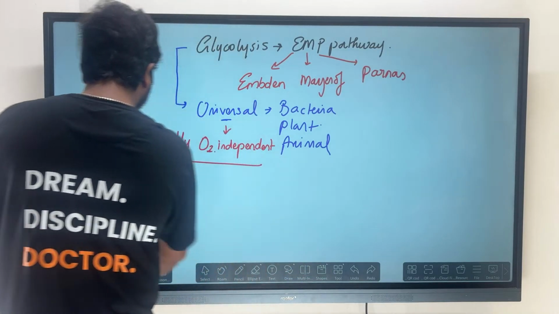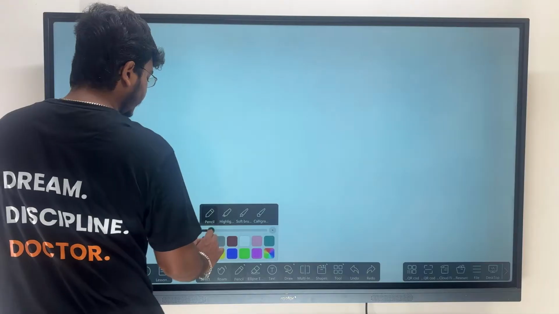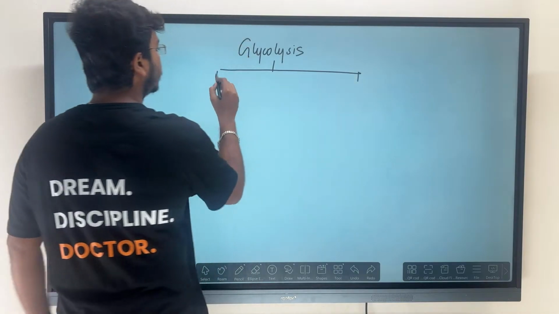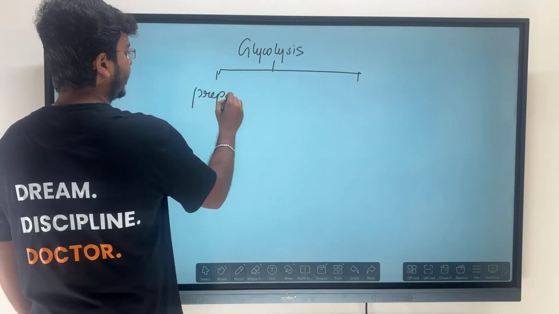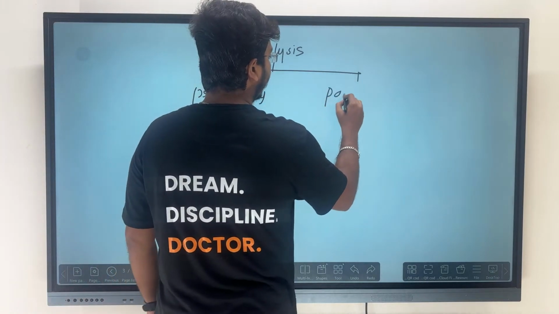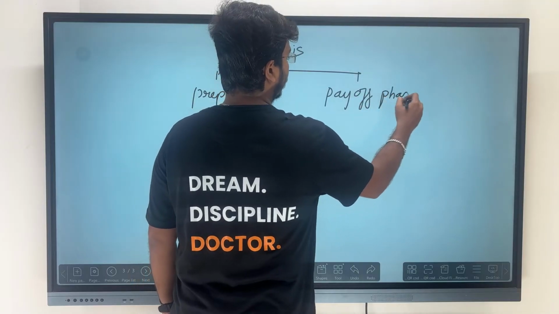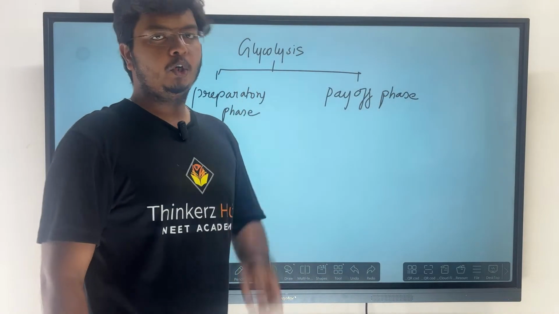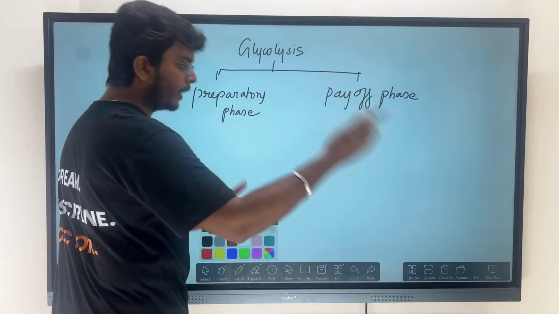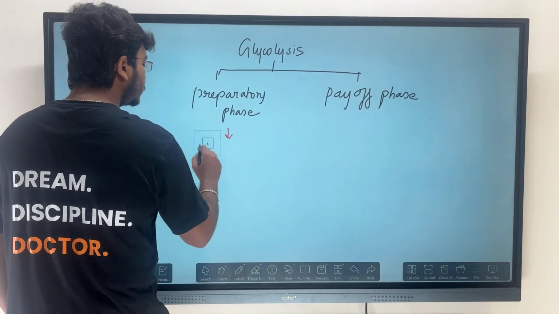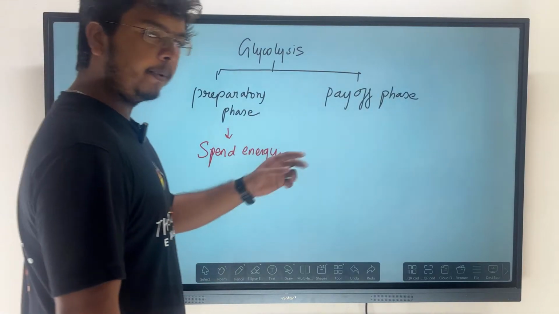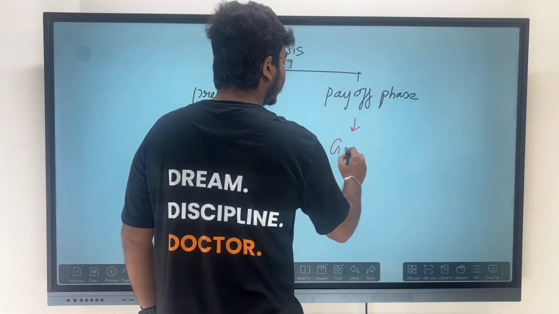For example, this glycolysis process will be broken down into two steps. One is the preparatory phase, and the other is the payoff phase. In the preparatory phase, we are preparing the glucose to get broken down, so in this case we are going to spend energy. Whereas in the payoff phase, we are going to start gaining energy.